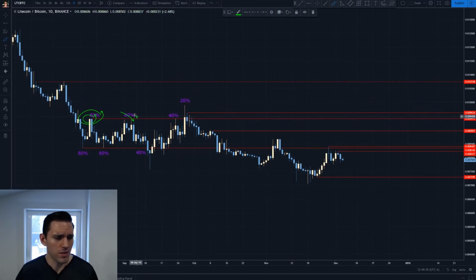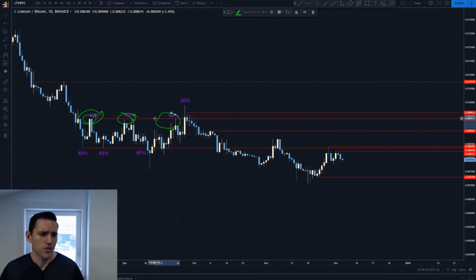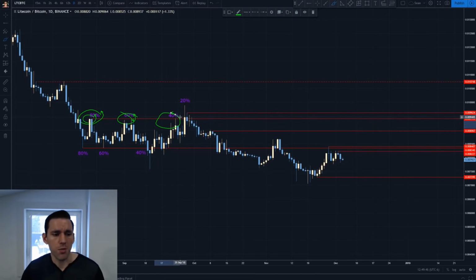This was its strongest point. This becomes its next strongest point. This becomes its next strongest point, which is starting to become a weak point, and then it breaks through and it wicks through. So the wicking of a level, you can see it on both sides here.